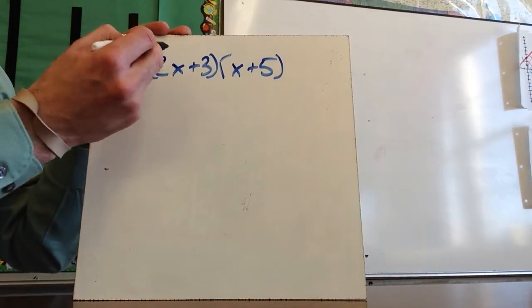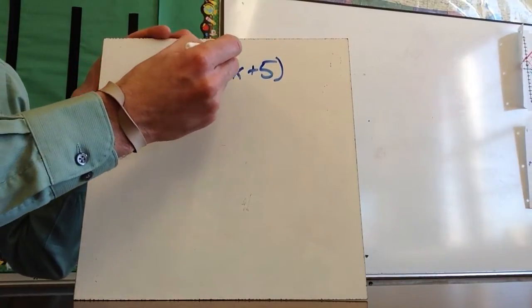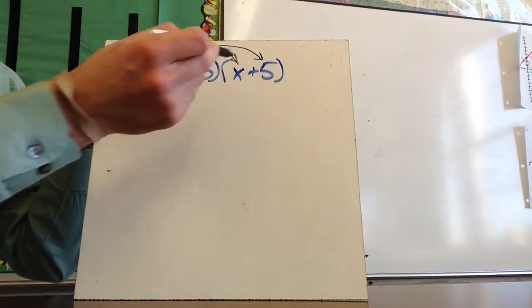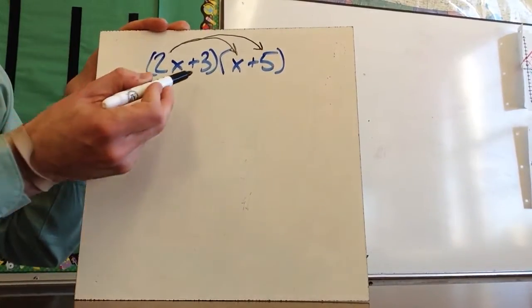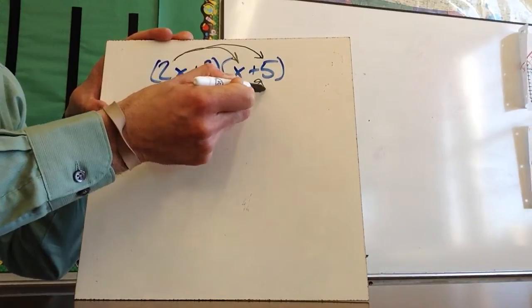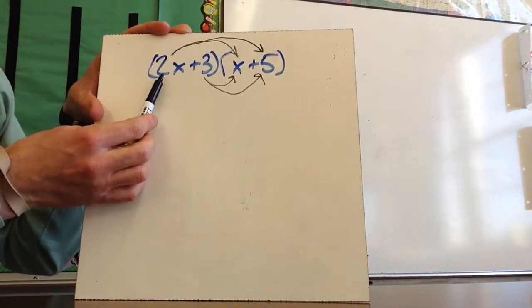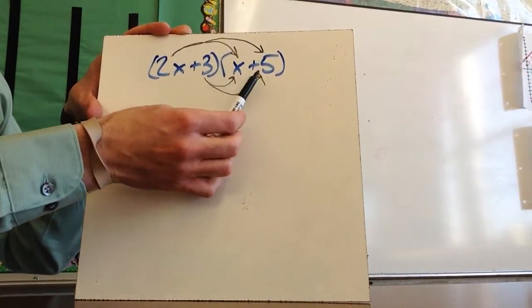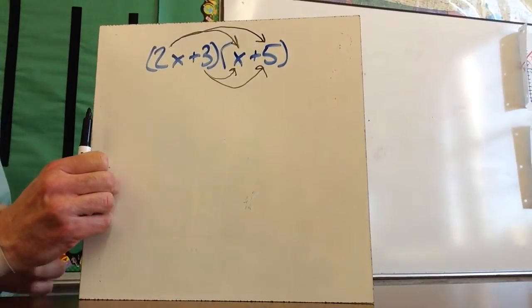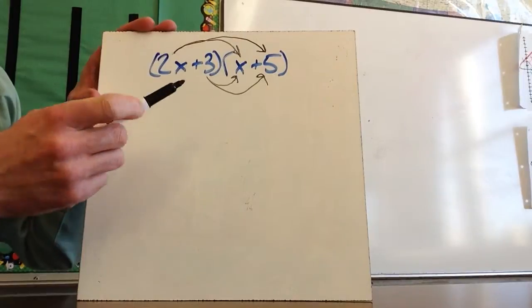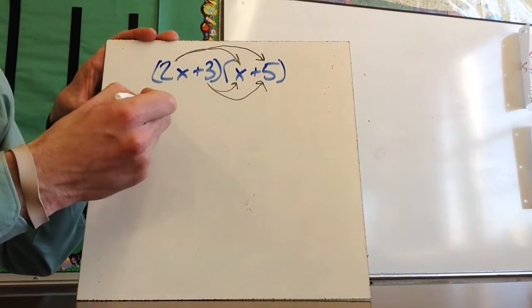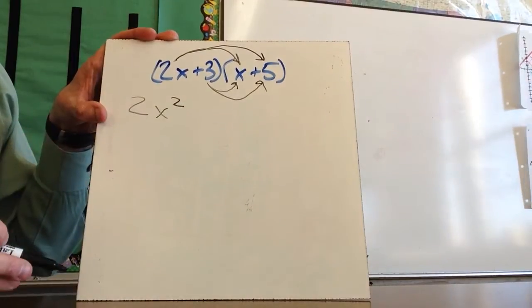But I think that the best way, because you'll see at the end of this video that FOIL at times stops working, is that you're basically going to take this, I'm going to distribute this 2x to the x, and then I'm going to distribute the 2x to the 5. And then I'm going to take this 3 and distribute it to the x, and distribute it to the 5. So I'm trying to multiply 2x plus 3 in parentheses times x plus 5, which is also in its own set of parentheses.